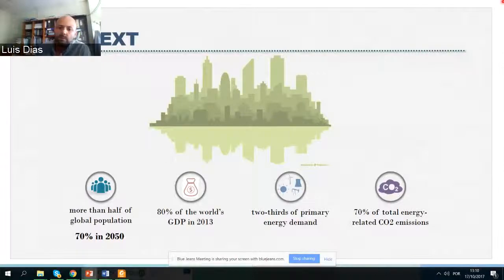Just a small context, everyone knows the importance of cities. That's where we live. More than half of the global population is located in urban areas. It is where 80% of the world's GDP is produced, and where 2/3 of the primary energy demand is located. So it's a hotspot of energy consumption, and consequently, it represents 70% of total energy-related CO2 emissions. This points out the huge challenge that cities face today, but also shows the opportunities that cities can offer in terms of climate change mitigation, and also to provide quality of life to their citizens.